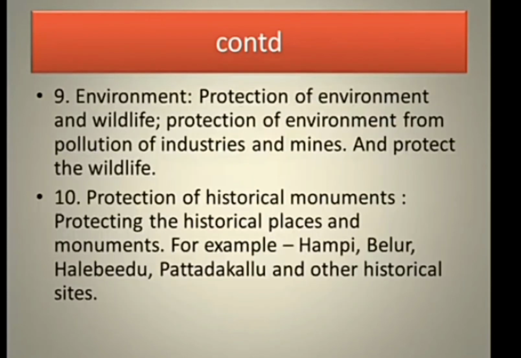Next one is environment. Protection of the environment and wildlife is another one: protecting the environment from the pollution of industries and mines, and protecting wildlife. Next one is protection of historical monuments, like protecting historical places and monuments. For example, Hampi, Belur, Halebedu, Pattadakal, and other historical sites we have to protect. We should not destroy them. It is another one.